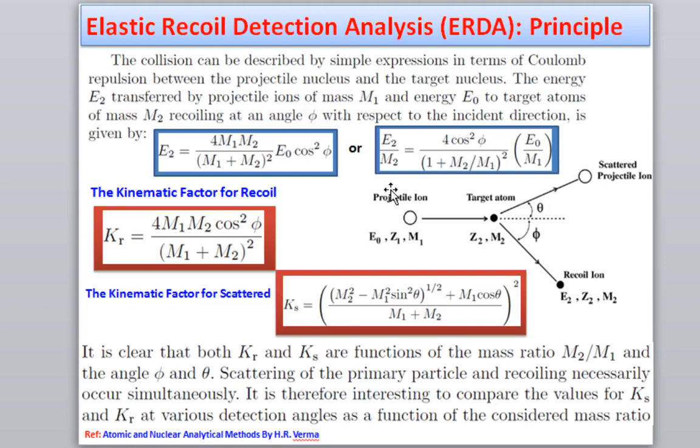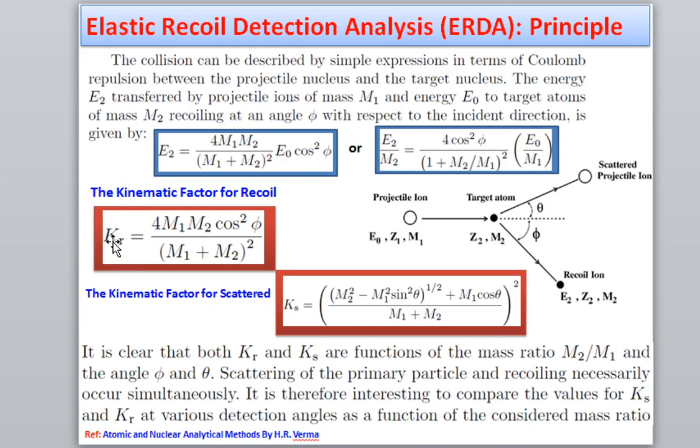The kinematic factor will be defined as the final energy of the recoil to the incident energy of the ion. We will call it Kr, that is K recoil. That was also K there, so here also K, but we are distinguishing it from that so that readers should not be confused with K. Here this K is for recoil, that is why I have written Kr.